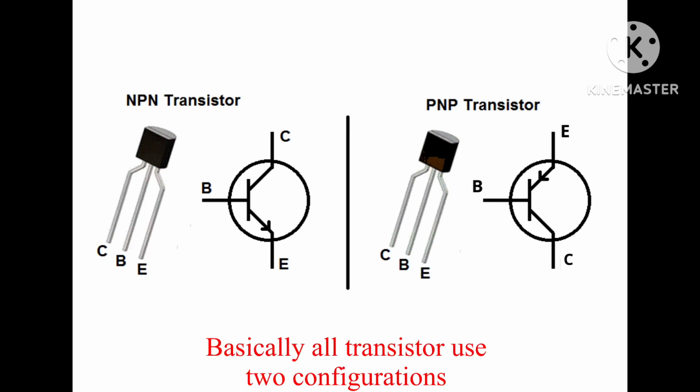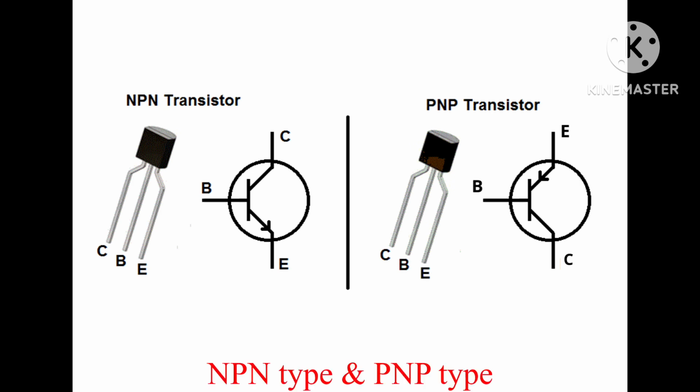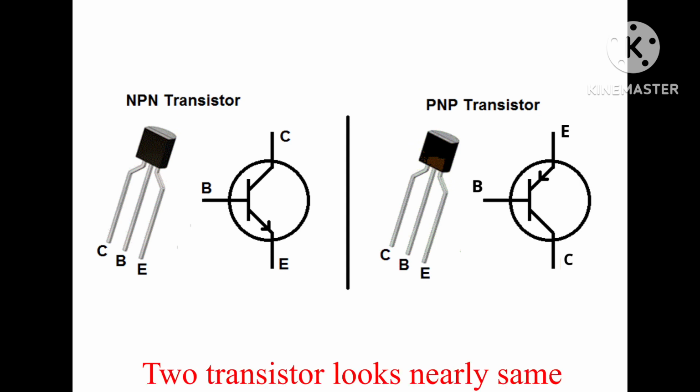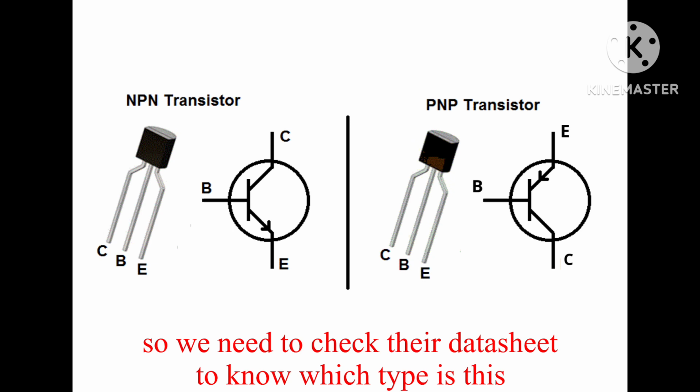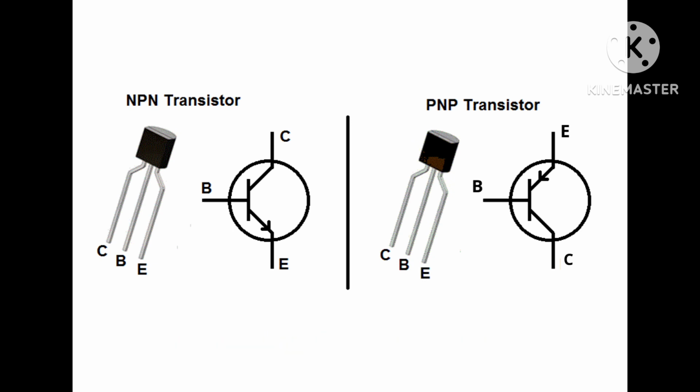Basically, all transistors use two configurations, NPN type and PNP type. Two transistors look nearly the same. So we need to check their datasheet to know which type it is.